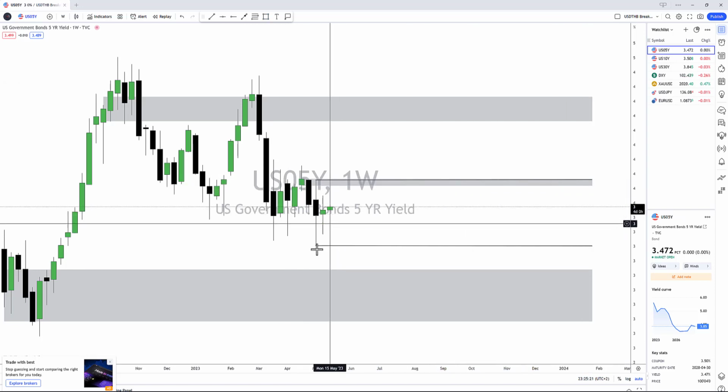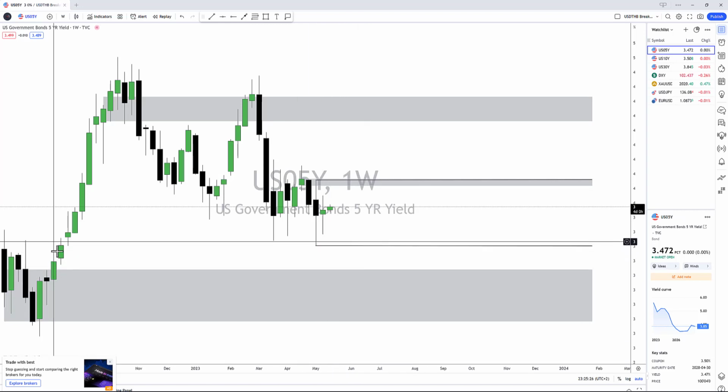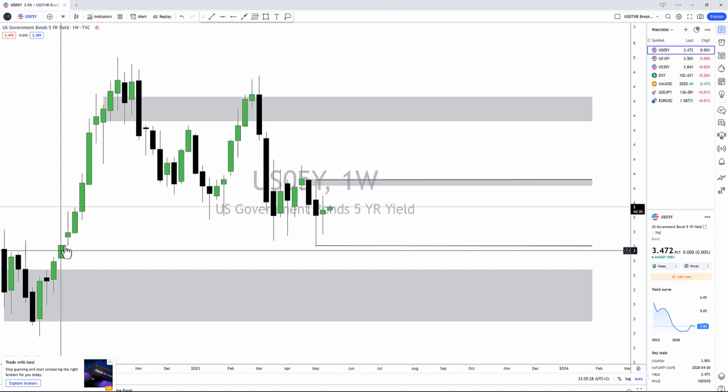So we've got a bearish order block. I still believe we're going to trade to the downside. Look at the imbalance that's here. See, look at this imbalance here.